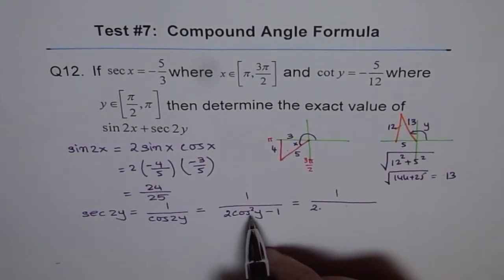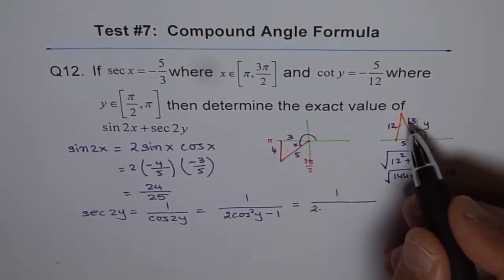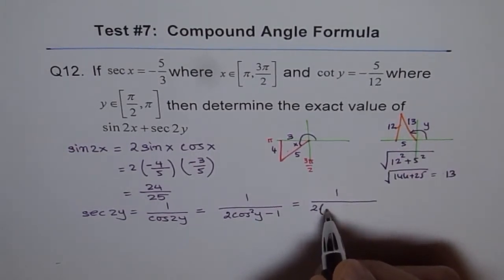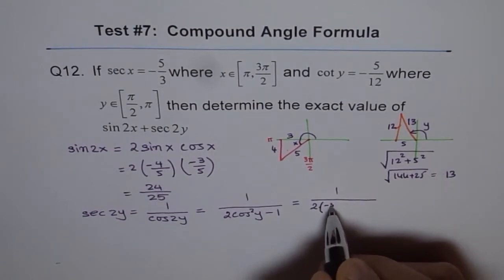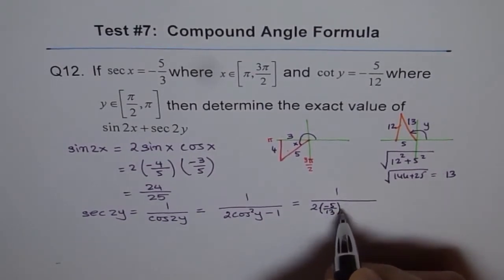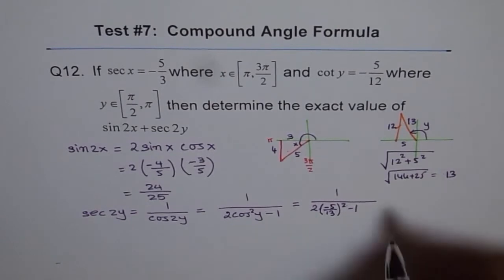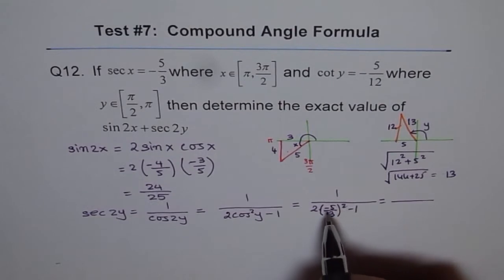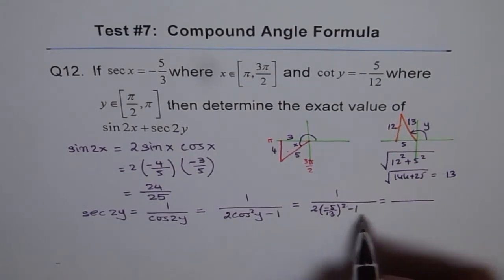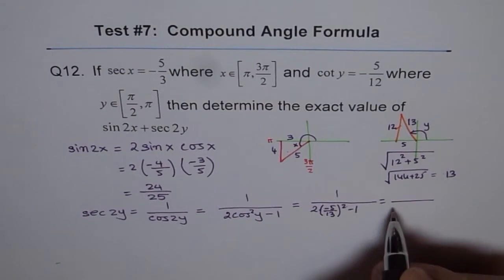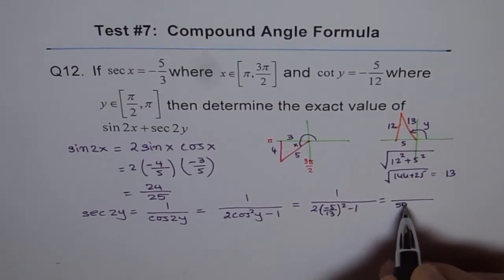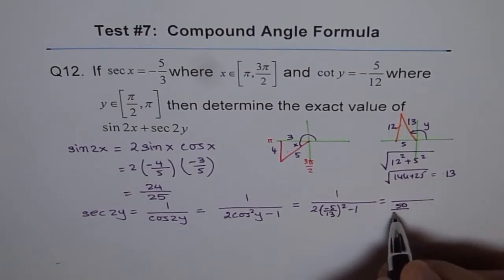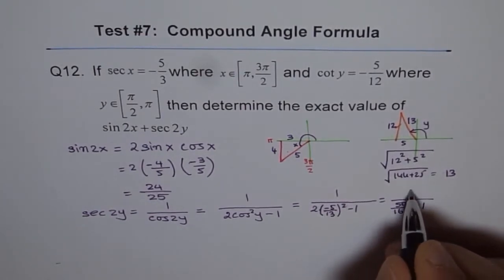So cos y will be 5 over 13, and cos y is negative, but the square will make it positive. But anyway, we should write negative, right? So negative 5 over 13 whole square, minus 1. That is what we get, right? So when we open this, we get 5 square here times 2, 5 square is 25 times 2, 50. So we get 50 over 169, which was here, right? 169 minus 1 over 1, right?